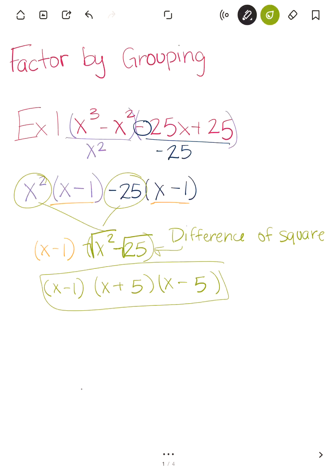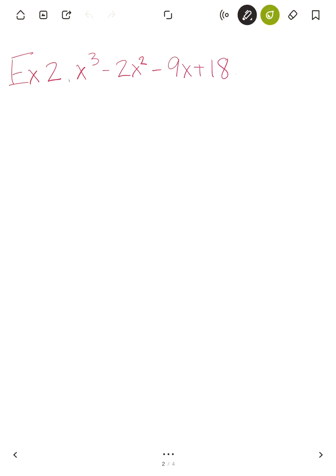We're going to do another example. I have x cubed minus 2x squared minus 9x plus 18. From here, I look at all 4 of my terms. There's nothing in common that goes into all 4 terms, so now I can factor by grouping. I group the first pair, and I group the second pair together.